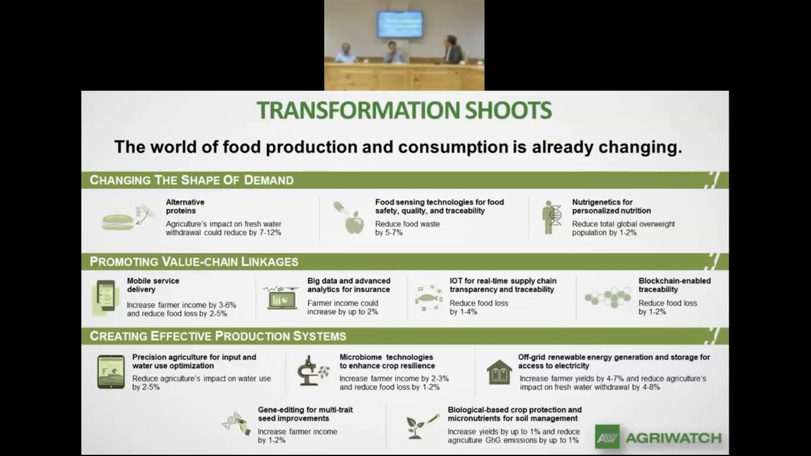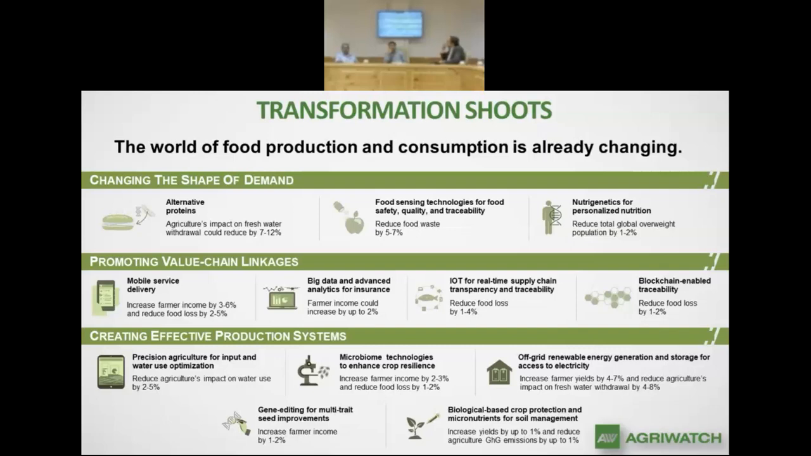Then food sensing technology for food safety, quality, and traceability. Now this is going to become the norm. No Walmart is going to buy anything from your farmers unless there is a basic level of traceability. Are we prepared for it? Are our farmers prepared for it? If not, then maybe not today, but 3, 4, 5, 10 years down the line, we'll end up with those challenges. Then nutrigenetics for personalized nutrition, another area where a lot of activity is happening.